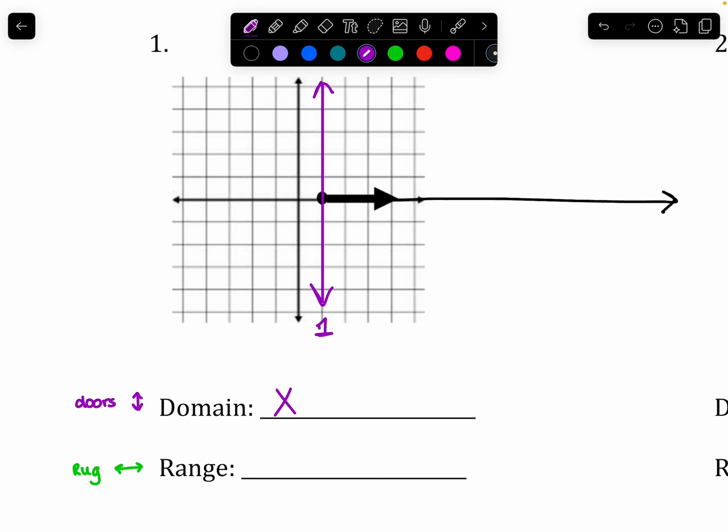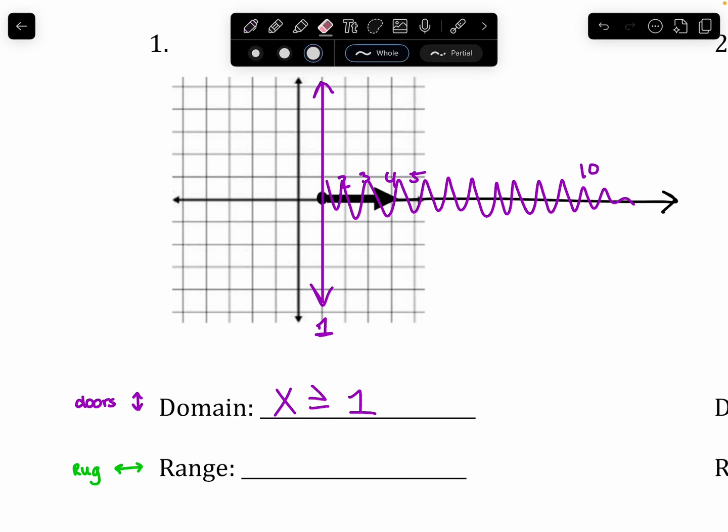So I want you to write down the letter x, because those are your domain values, and then the number 1. The question is, are your x values bigger than 1 or less than 1? Well, all those numbers are bigger, right? Here's the number 2, here's the number 3, here's the number 4, here's the number 5, here's the number 10. So your x values will be greater than or equal to 1.